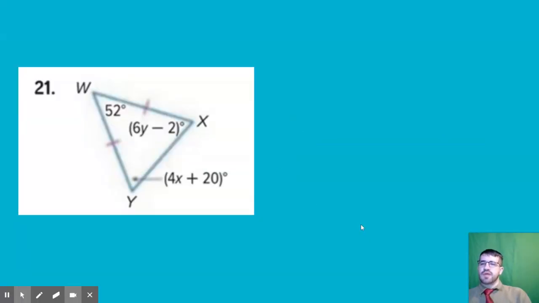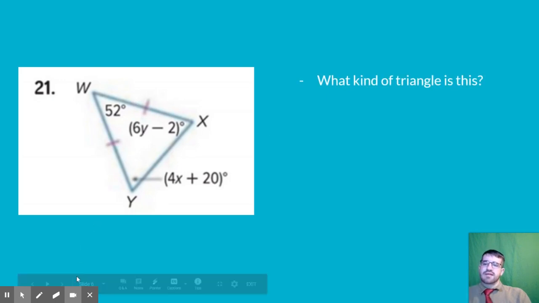Okay, for problem number 21, we're given triangle WXY with angle W measuring 52 degrees, angle X measuring 6y minus 2 degrees, and angle Y measuring 4x plus 20 degrees. What kind of triangle is this?